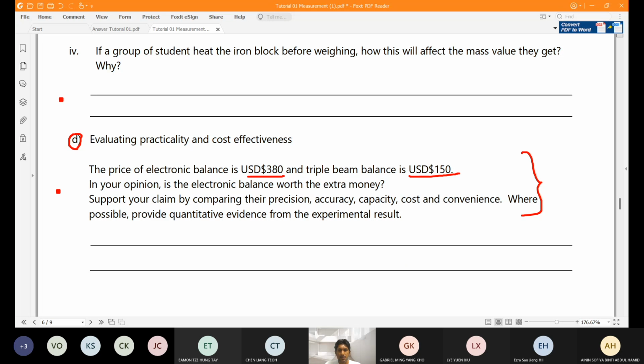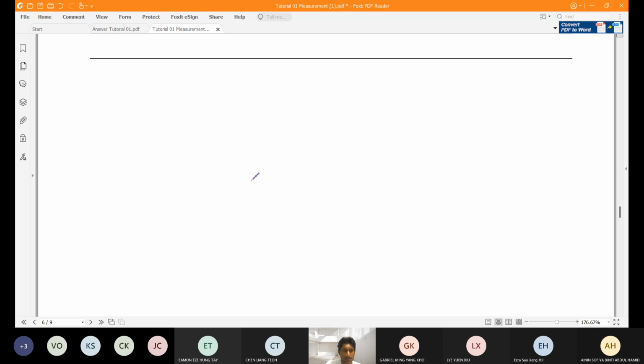And yeah, for your case, I'm sure you already have the idea that yes, it is worthy to go for the electronic balance, because even though it is double or more than double the price, it is better in that way. It is much more accurate. It's much more precise. It is convenient to use, and it is worthy in that sense. So it is good to go for that.